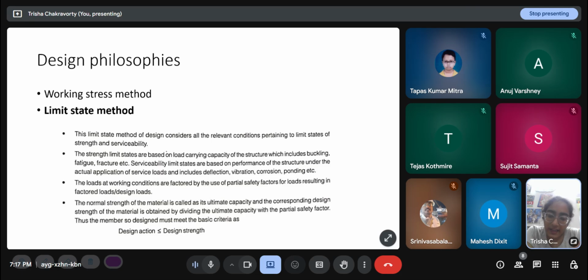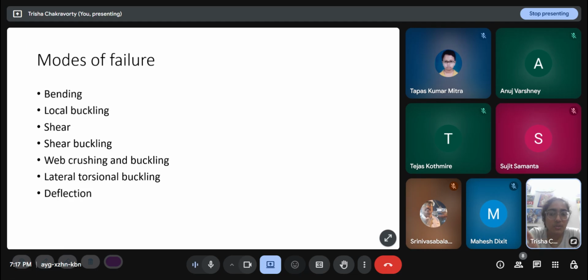So this is a divisive safety factor. The member has to be designed to meet the basic criteria or the limit state, which is that design action should be less than or equal to design strength, and there is one limit state corresponding to each mode of failure. That's why we studied these modes of failure here. All the modes of failure will have correspondingly one limit state associated with it, and all the limit states of a particular section have to be satisfied for us to confirm that the design will be safe.